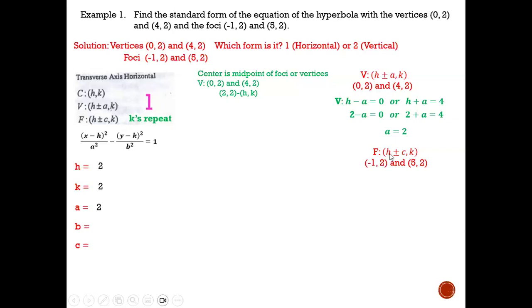Using the foci, I have h plus or minus c, and k. My points are (-1, 2), (5, 2). So h minus c is negative 1. H plus c is the other coordinate, 5. Either of these work. Plug in the h. My c value is 3. Over here, if I minus 2, 5 minus 2 is 3. C is 3. Over here, if I minus 2 and then divide by the negative, I also get the 3. So I use that formula for the c.